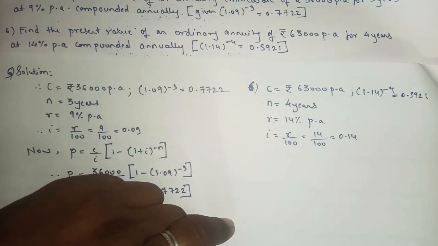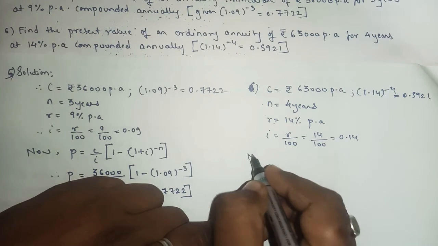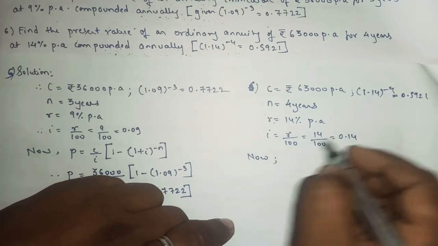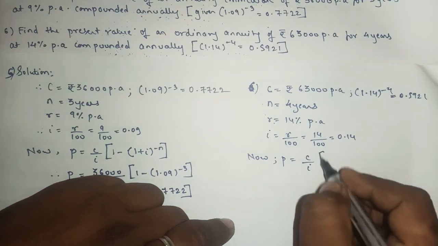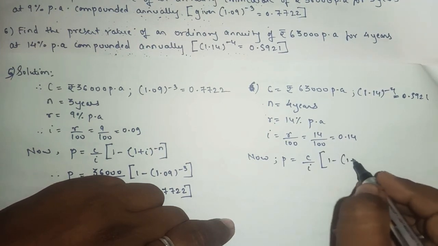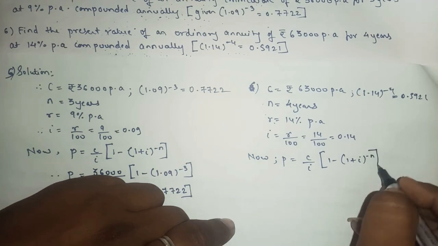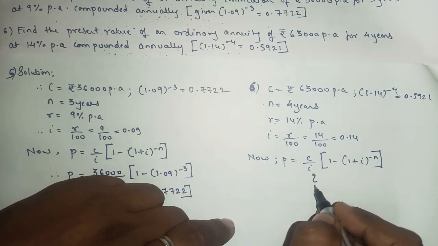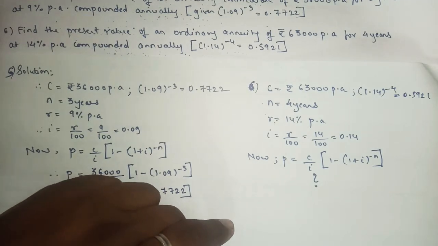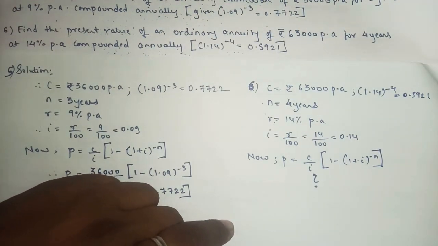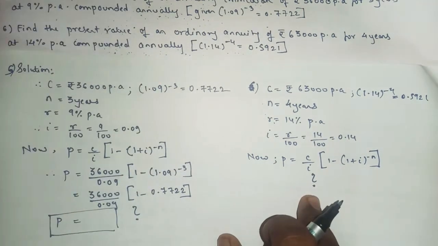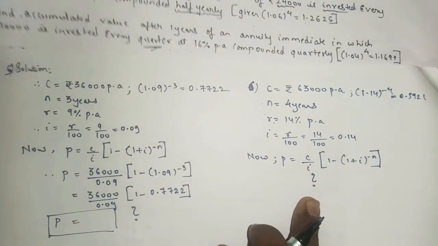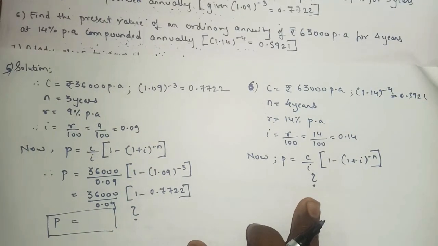0.14. Again here also we have to apply the formula of present value because we have to find the present value, which is P equals C upon I, 1 minus (1 plus I) raised to minus n. The rest I guess you can try by yourself. Simply substitute the values. Basic calculation, cancellation part, multiplication, that's it, you will get your answer. I guess you all understood question number 6 also.